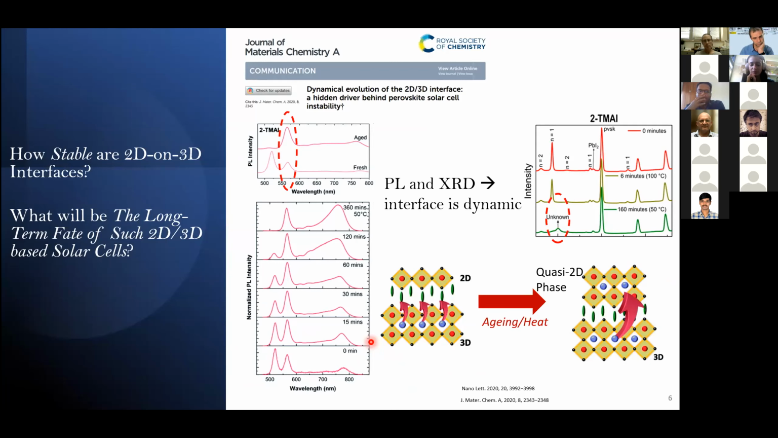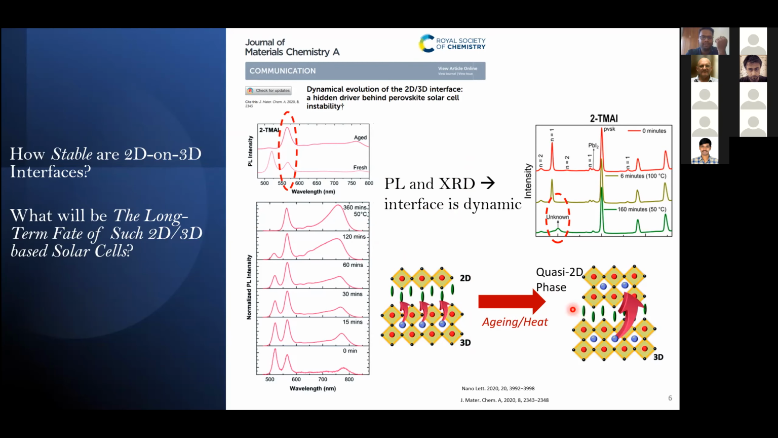So there exists a clear interest in exploring these 2D on 3D halide perovskite architectures. However, till now, very little knowledge has been gained regarding their interfaces. Most of the results so far are based on photoluminescence or XRD measurements, which are bulk or macroscopic measurements. The results have shown that the interfaces between the 2D and the 3D perovskite are quite dynamic. That means they undergo structural rearrangements by movement of certain species. As a result, this pure 2D and 3D interface is converted into a mixed 2D and 3D perovskite interface.